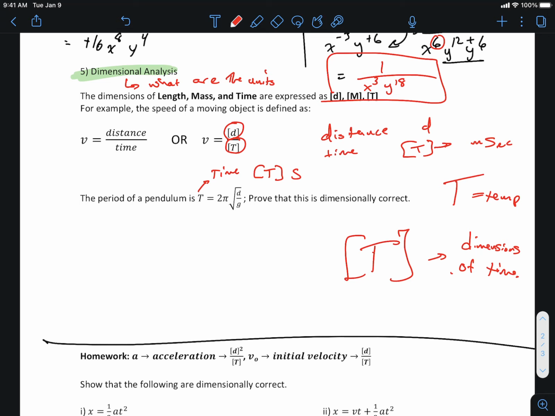Okay, but the period of a pendulum is just something that swings, like a grandfather clock, right? A pendulum that swings back and forth. It has a time for it to reach one side and then back to the other. That's the period, right? This is the swinging motion. How long does that take? Because it's time. We're talking about time, right? And so what we want to do is prove that this little equation on the right actually gives you the units of time, seconds, or whatever it is.